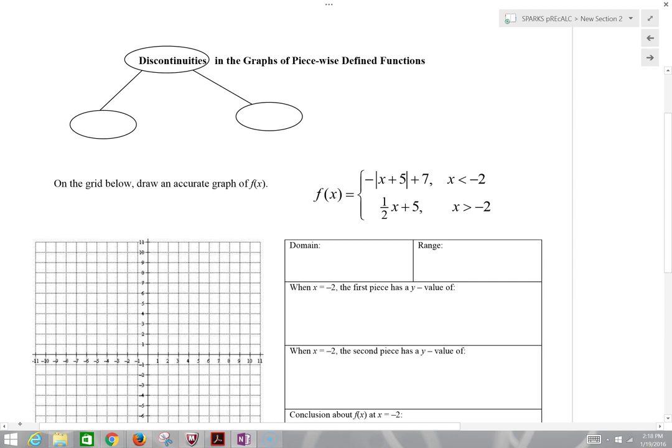We're going to talk about discontinuities in the graphs of piecewise defined functions, and we're going to talk about two specific types. We have what is called point discontinuity, which means two pieces that connect in an open circle. And the other type of discontinuity we're going to talk about is jump, which is two pieces that do not connect.